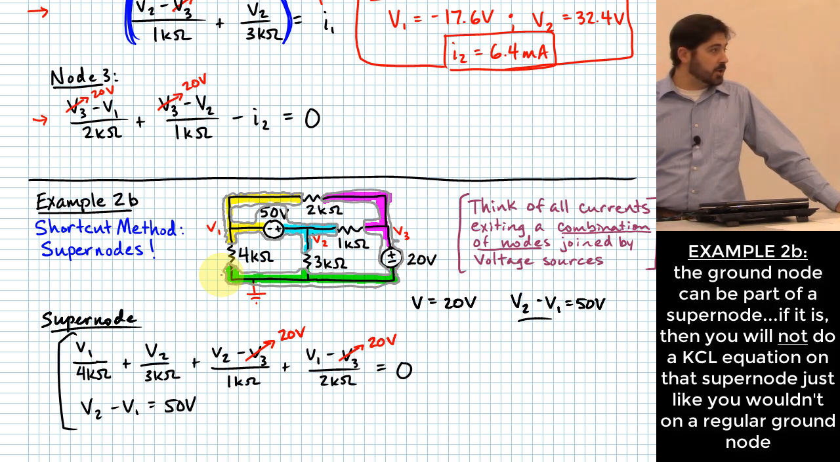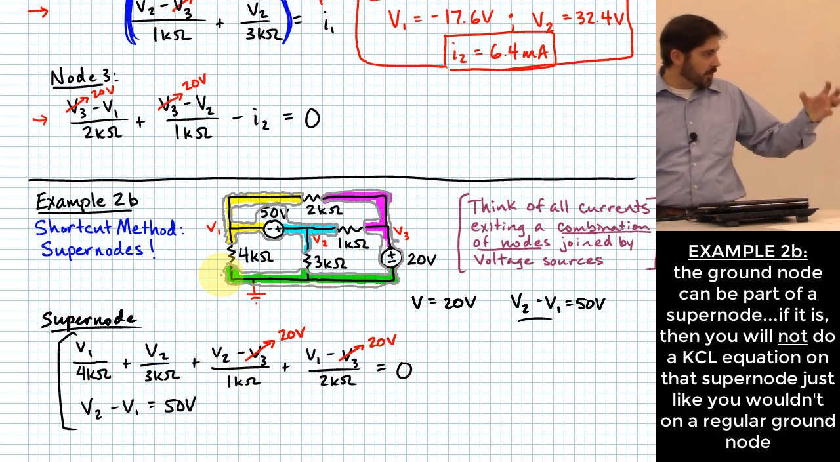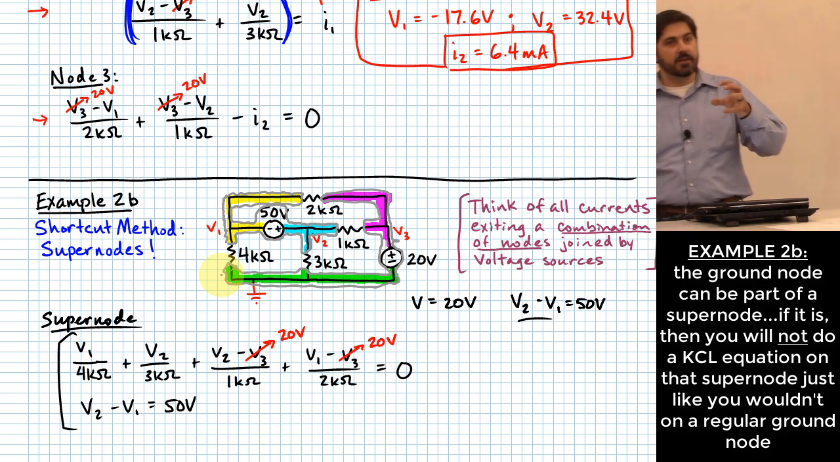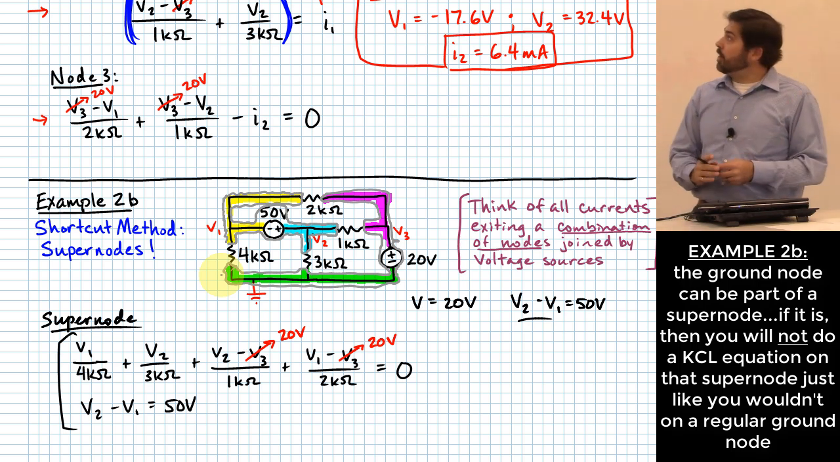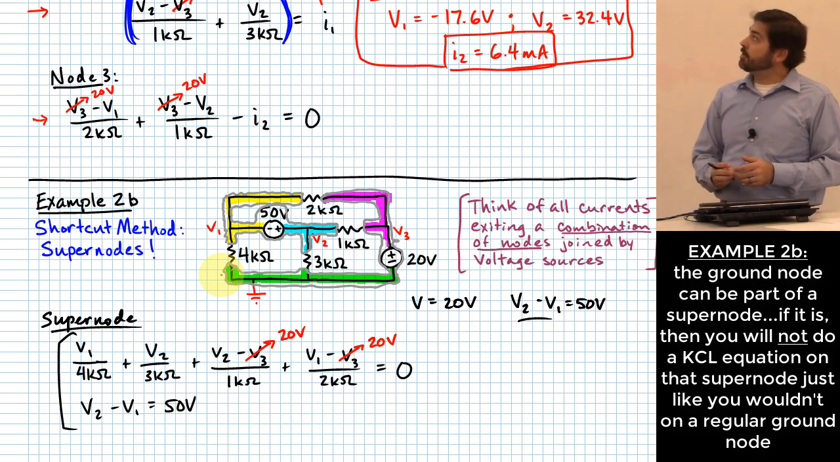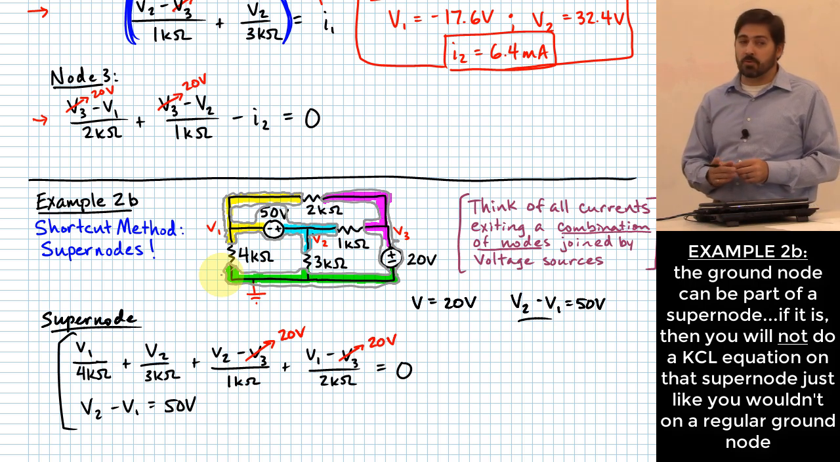Meaning we don't sum currents on it. Right? So we don't sum currents on a ground node. Now we've defined this supernode where ground is a part of the supernode, is a better way to say that. So that means we don't even try to sum currents on that one, and it's okay because we got everything we needed just by summing currents for the other supernode.